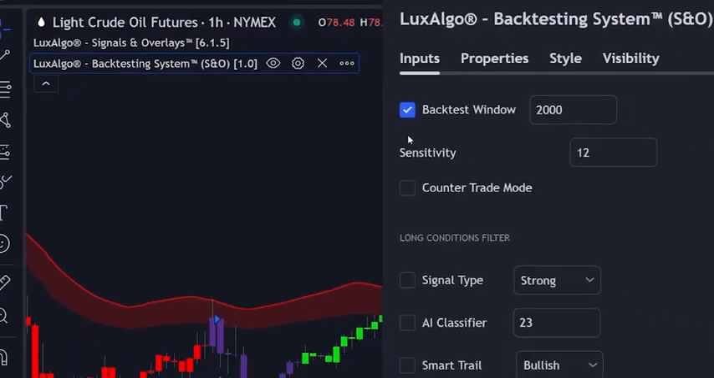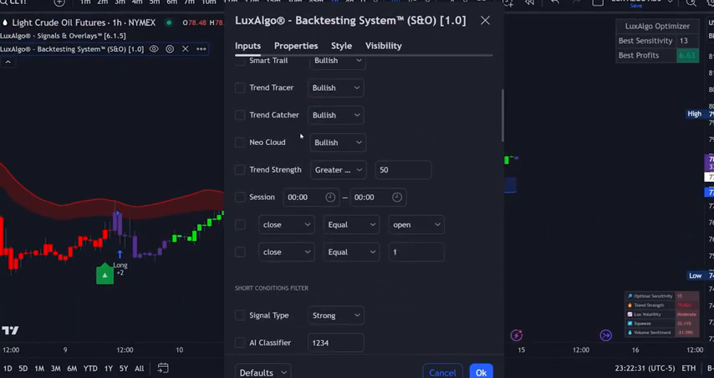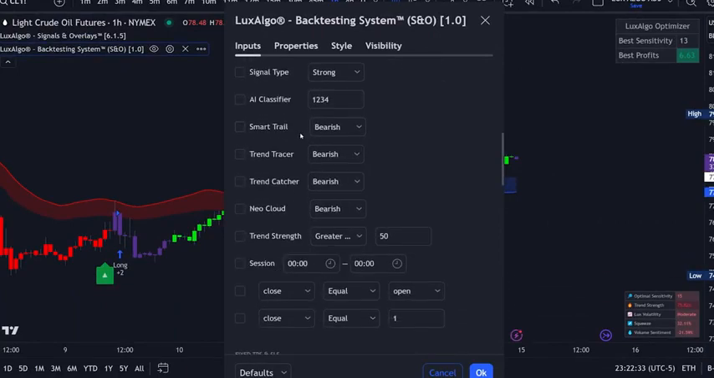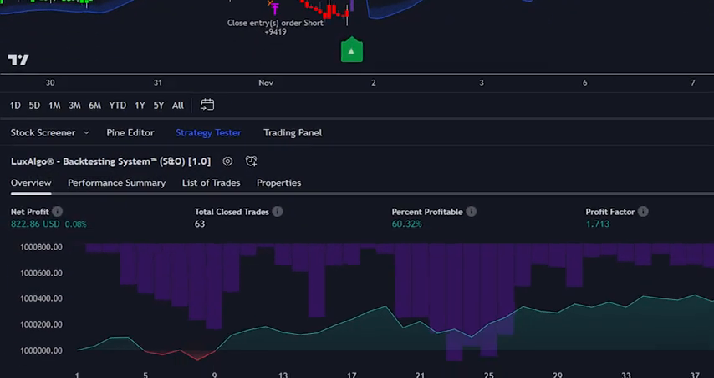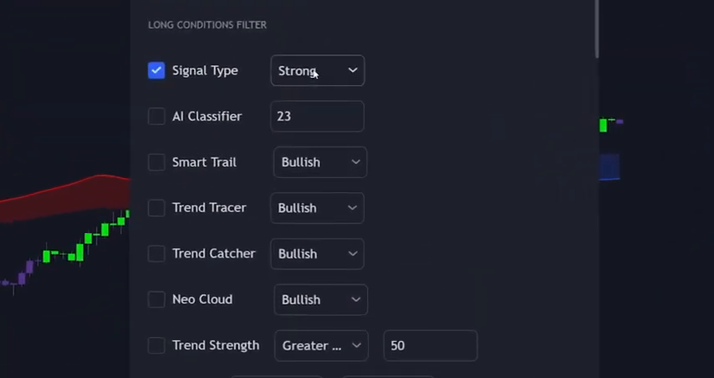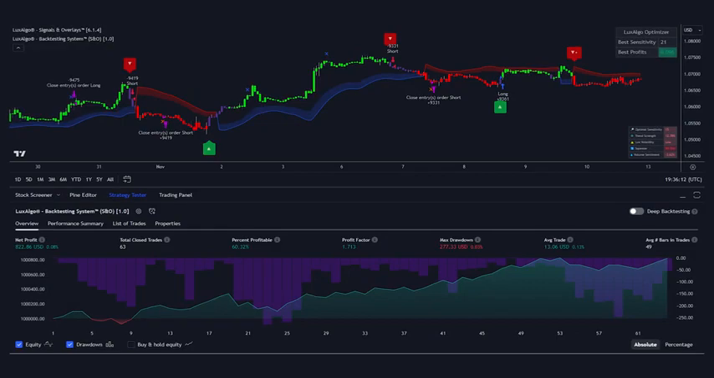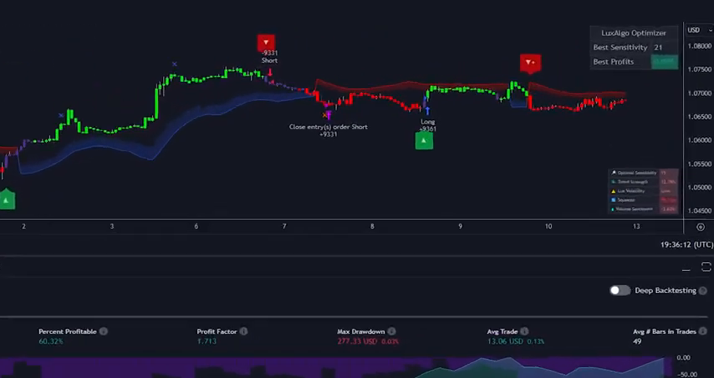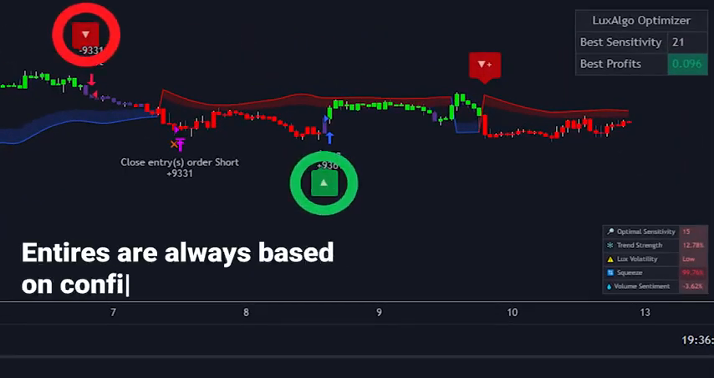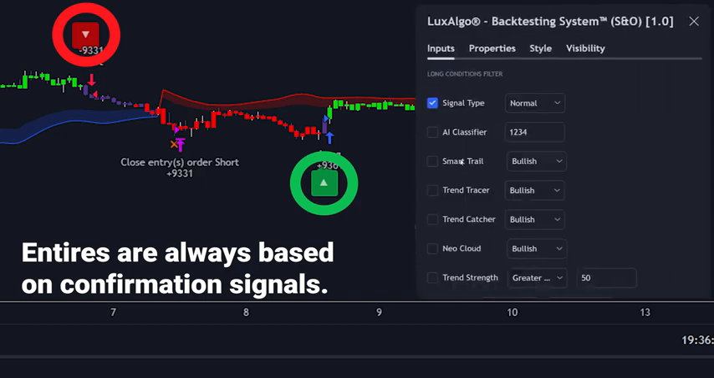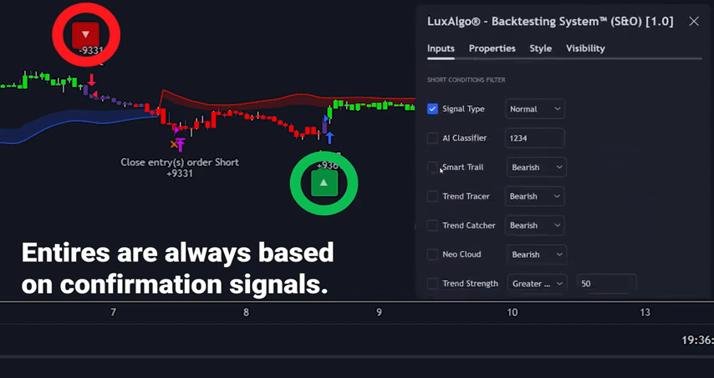This script allows you to backtest everything within our signals and overlays toolkit in extremely professional ways and test out the performance of any combination of features, including our confirmation signals, our AI classifier feature, and all of the indicator overlays and other metrics included. The basic way to understand this script is that entries are based on the confirmation signals, and then you can filter these signals using other features to create backtestable strategies.